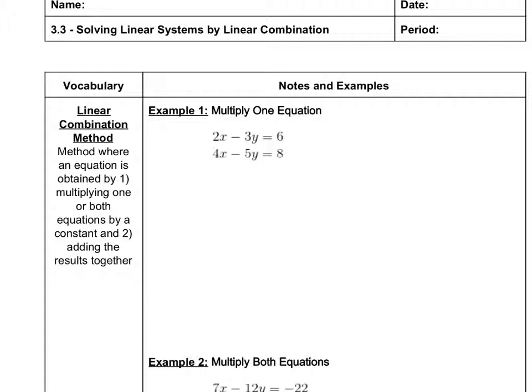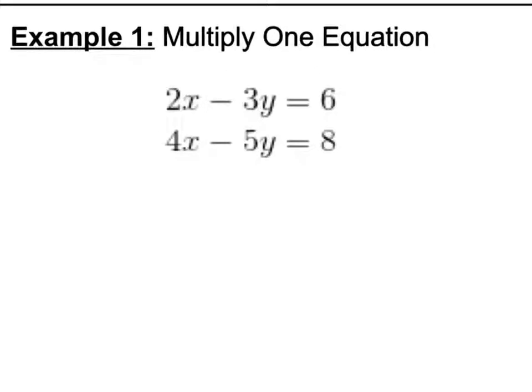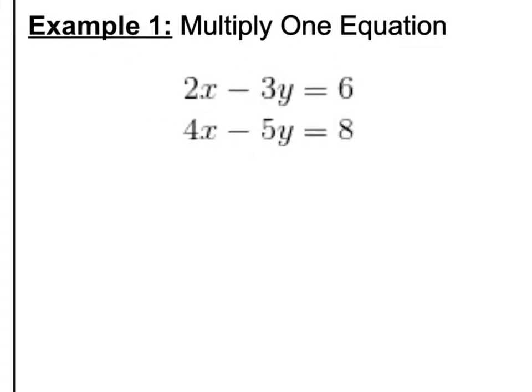We're multiplying to get rid of a variable. It's called linear combinations. This is the best way to solve a system, in my opinion, but I'm not a math genius. What we're going to do is totally get rid of one of these letters in example 1. Here's my A equation, here's my B equation.